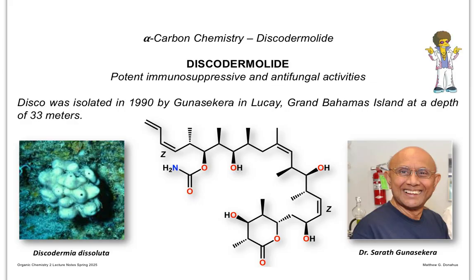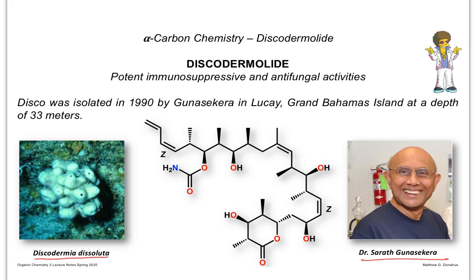So the one we'll look at is called discodermalide, and it's an immunosuppressive and antifungal agent. People call it disco in the literature, and there's Disco Stew from The Simpsons. It was isolated in 1990 from this organism here, which I'm not going to even try to pronounce, by Gunasekara.